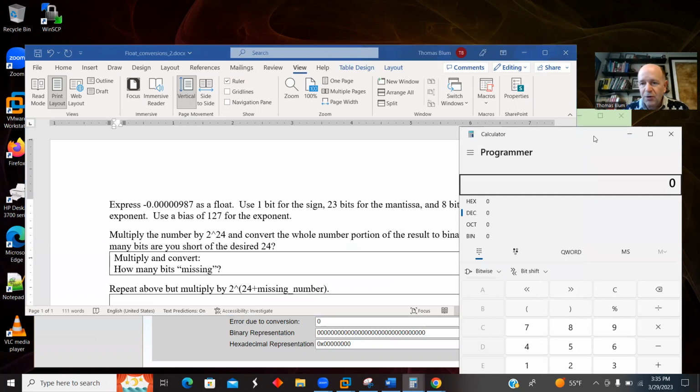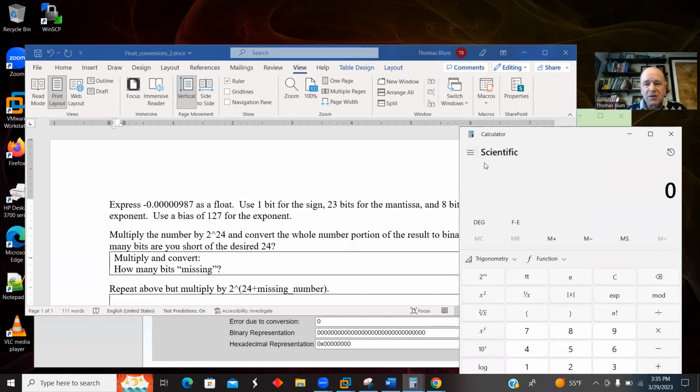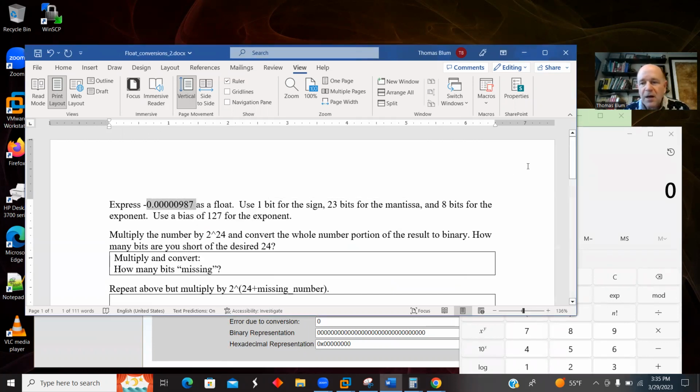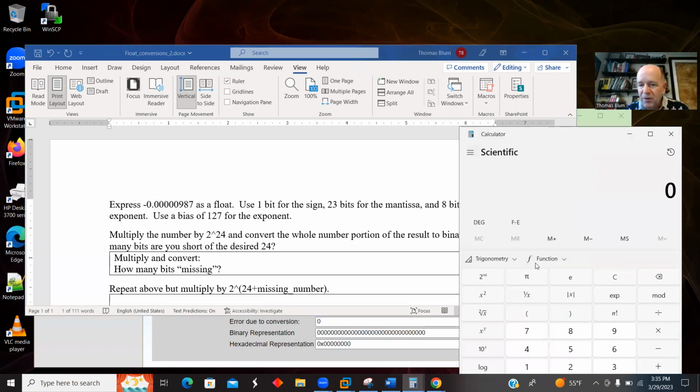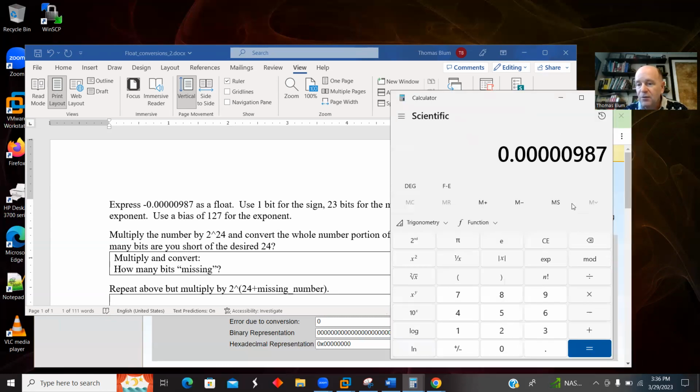So I'm going to take the fraction, and in scientific mode in my calculator, paste that in. Control V there, okay. And I'm going to multiply it. I'm going to start with 24 bits. I'm going to see, if I were representing this with 24 bits for the fraction, sort of like a fixed point idea, what would it be?